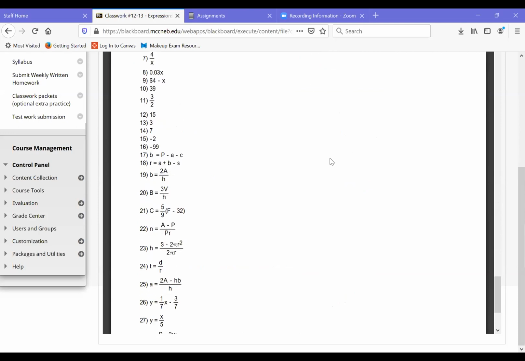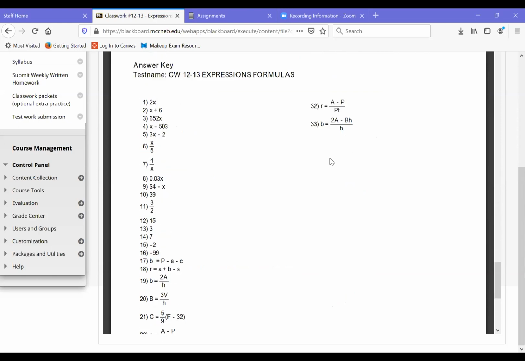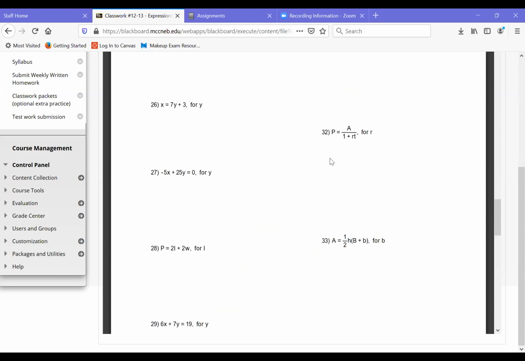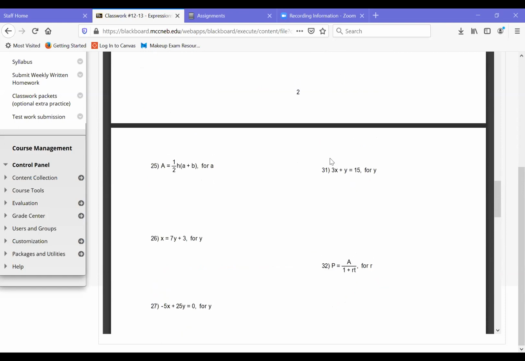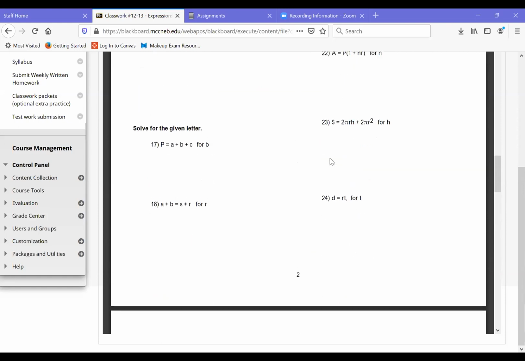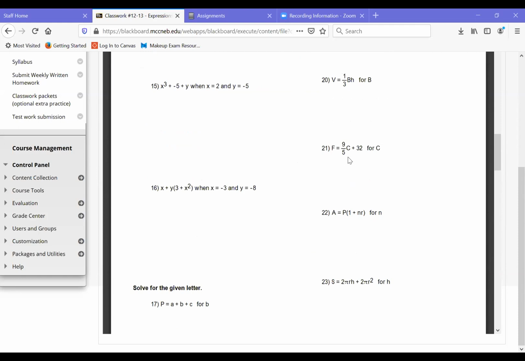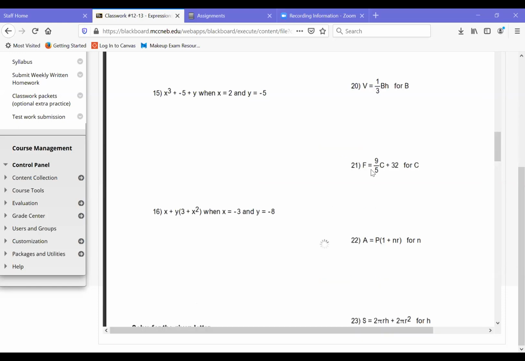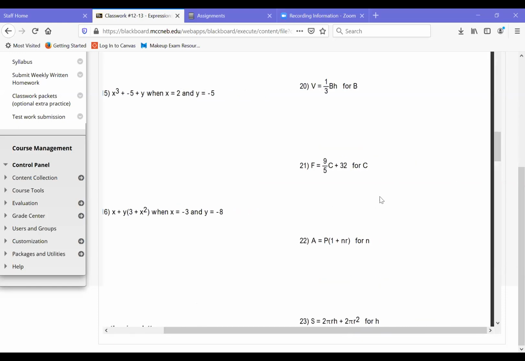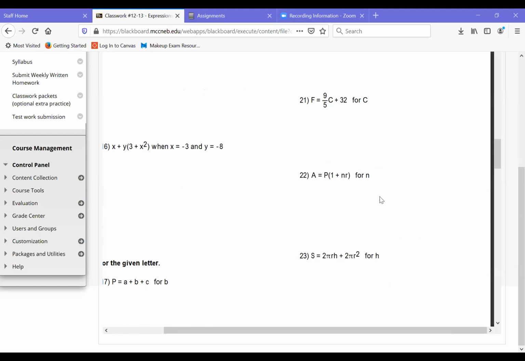Okay, so there's just a couple of challenging problems in here that I wanted to do with you. Partly so I could show you that there's more than one way to write your final answer. All right, let's see. The one that's catching my eye here is this one with the pi symbol. And then I also wanted to do another one involving a fraction. So let's actually look at number 21 in the classwork. This is a formula for converting temperature between Fahrenheit and Celsius. This is number 21. F equals 9/5 C plus 32, and we're solving for C.